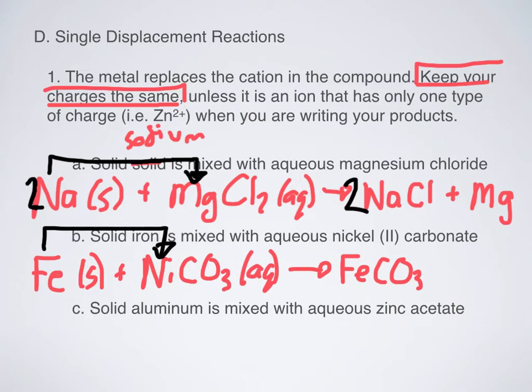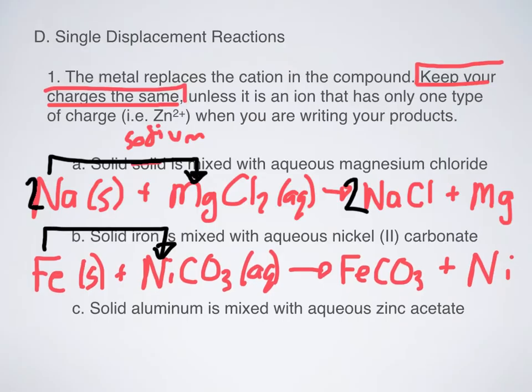Again, don't worry about solid, liquid, or gases on the product side for these. And then I would have nickel all by itself as a result. And so I'm done. I don't need to balance this one. It's already balanced in the process of me keeping the charges the same. So that's kind of nice. And that's the way the second example for a single displacement reaction would work.